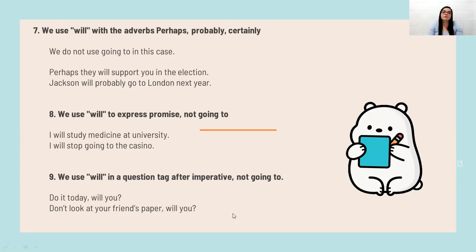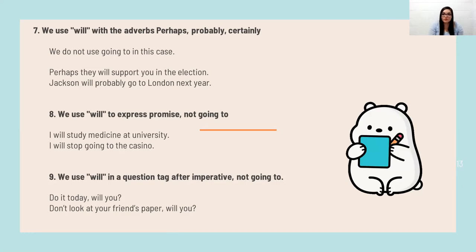Now, we use will with the adverbs perhaps, probably, or certainly. We do not use going to in this case. Why? Because we're guessing. Perhaps they will support you in the election. Jackson will probably go to London next year. Perhaps, probably, and certainly are expressing probability. So probability is used with the modal verb will and not with be going to.